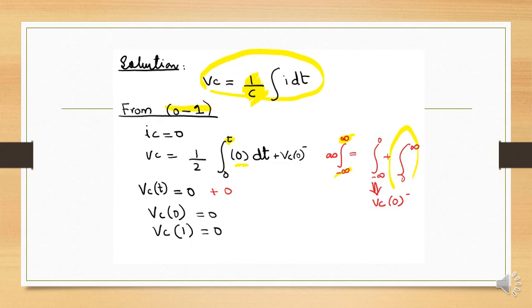In our question, the initial condition, Vc of 0 negative, which is from minus infinity to 0, is 0. In some questions, we are given some initial conditions. Maybe it would be written that Vc of 0 negative is equal to 1, or 2, anything. We have to write that value over here if we are given it, right? In this case, our initial condition is 0. Vc of 0 negative is 0.